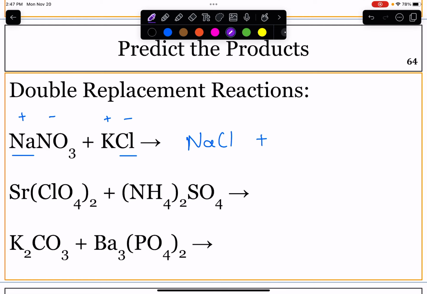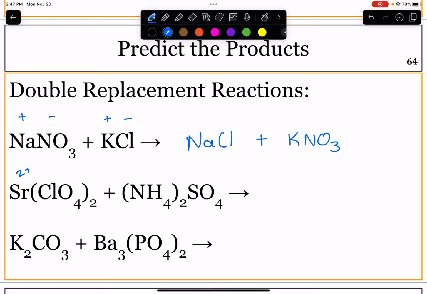Now we're going to take our positive potassium and our negative nitrate to form KNO3. Potassium is +1 and nitrate is -1, so this is also neutral the way it's written, just one of each needed. This chemical reaction is balanced the way it is written. Pause to see if you can do the next two on your own before moving on to see the answers.